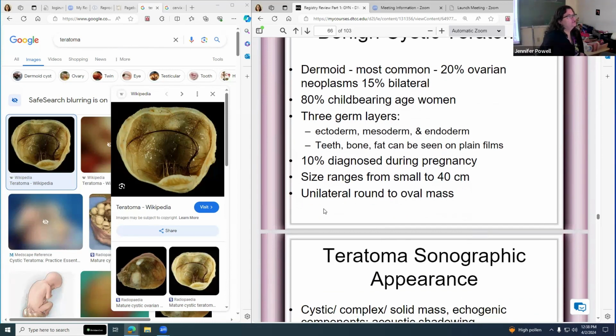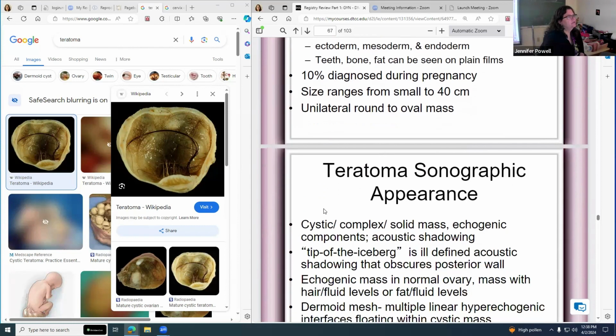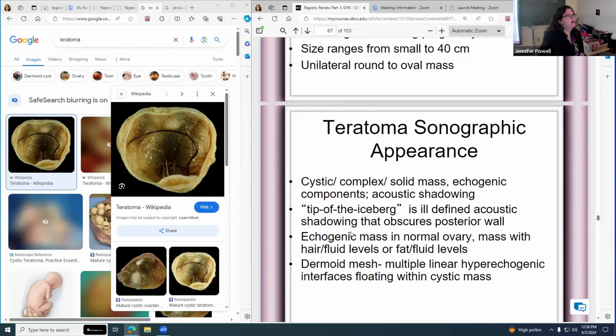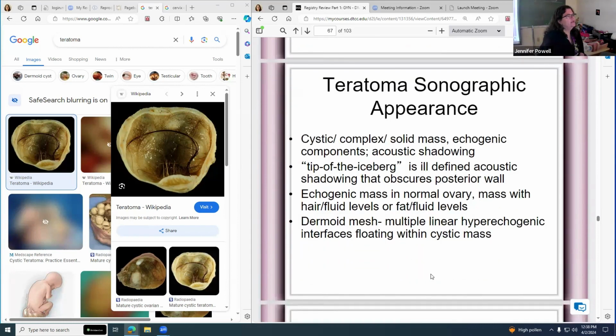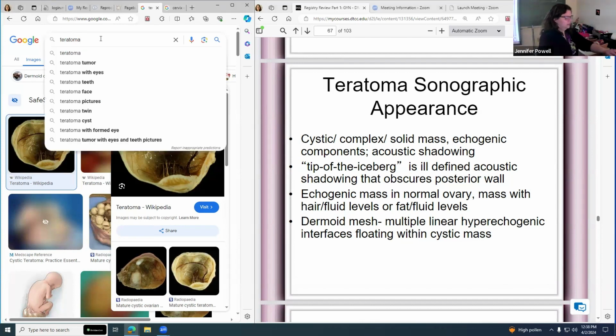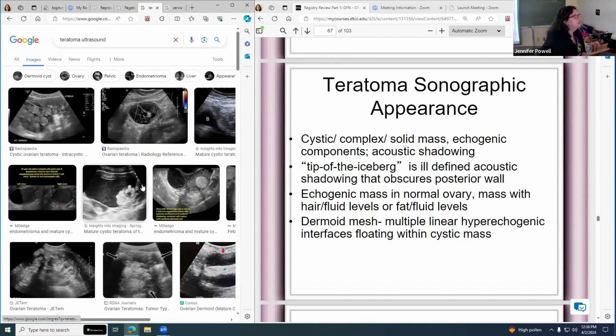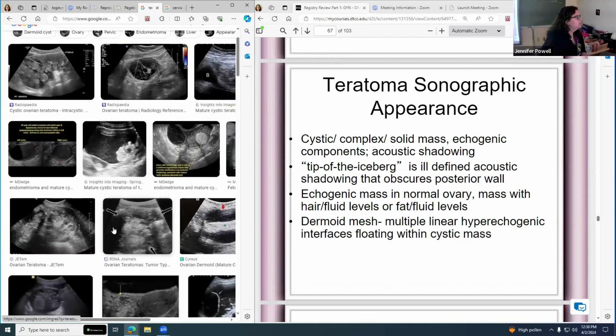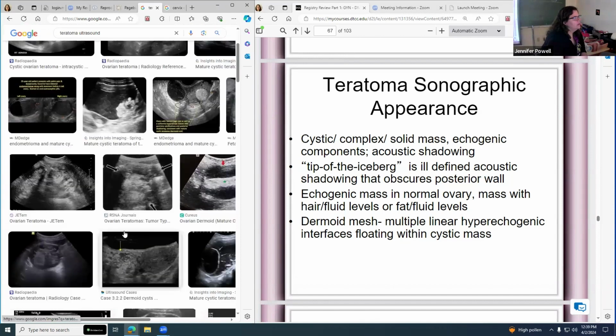Unilateral, round to oval mass. The appearance can be cystic, complex, solid, echogenic components, acoustic shadowing. It could have that tip of the iceberg look, ill-defined acoustic shadowing that obscures the posterior wall. So here, you got that shadowing, all kinds of crazy looks.